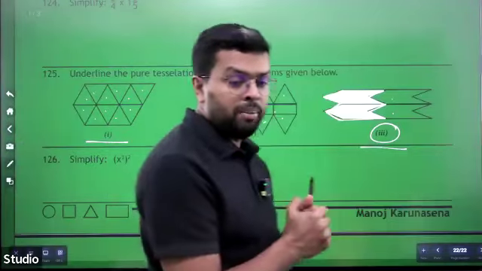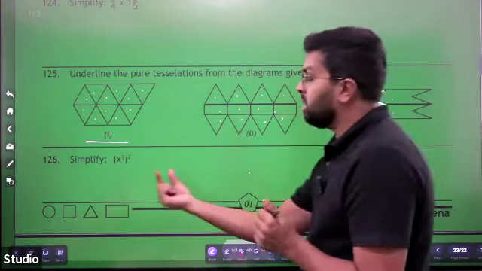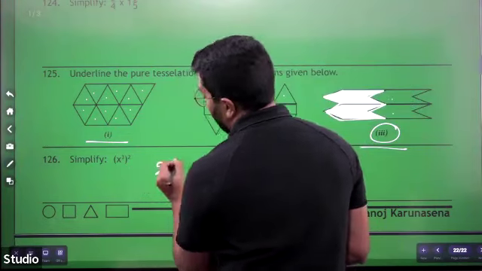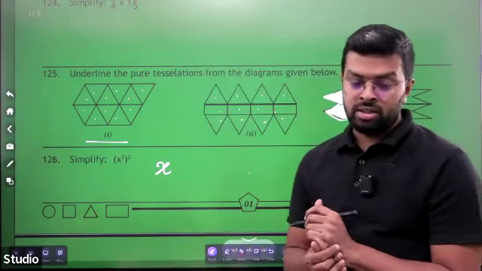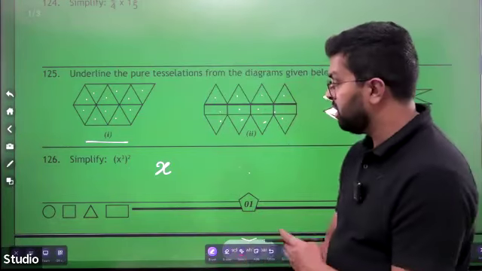Right. Question number 126. What do you think? What is the answer for that? This is called a power of a power. So how to get the answer? Tell me the answers.